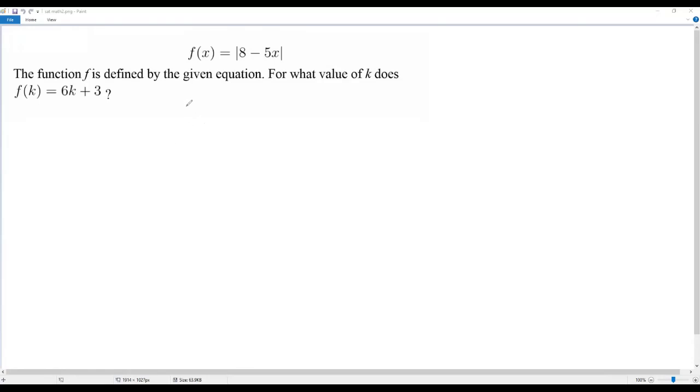Here we have a SAT math problem. Okay, let's go to the question. f(x) = |8 - 5x|. The function f is defined by the given equation. For what value of k does f(k) = 6k + 3?